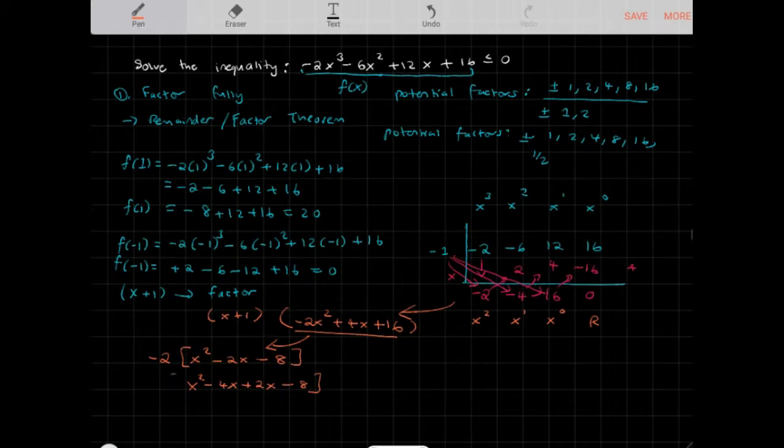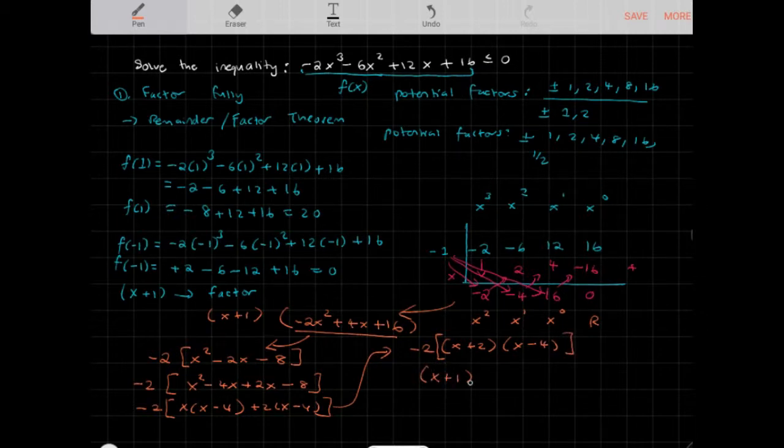So I'm going to rewrite it this way and then factor this out. So you get x minus 4 plus 2, x minus 4, and then I'm just going to factor by grouping, right? So this is negative 2, x plus 2 times x minus 4. So our fully factored expression is x plus 1 times, I'm going to put the negative 2 on the outside, and you can write it in any order, x plus 1 times x plus 2 times x minus 4. Okay, so now that's our expression that's fully factored, except we're not done yet, right?